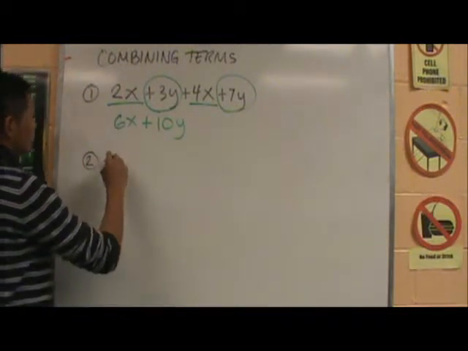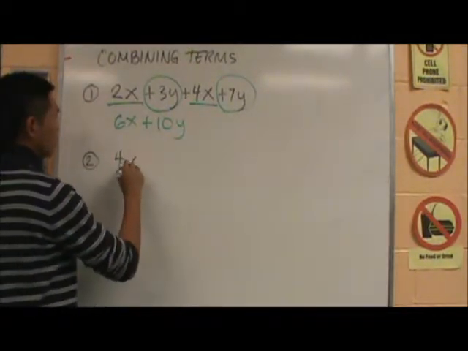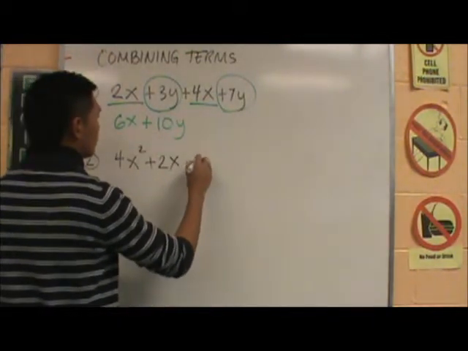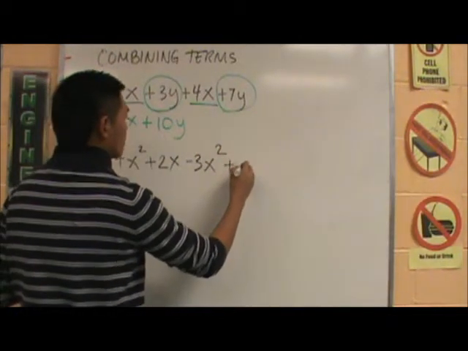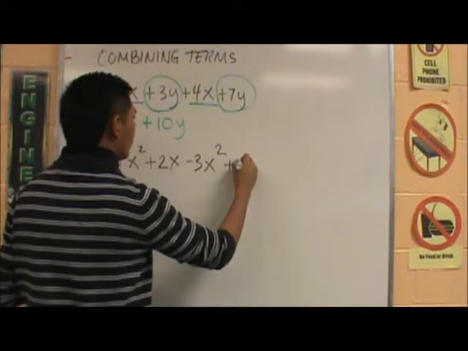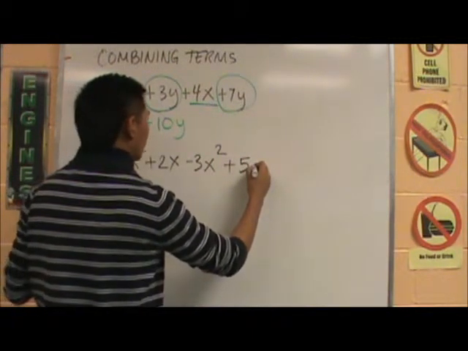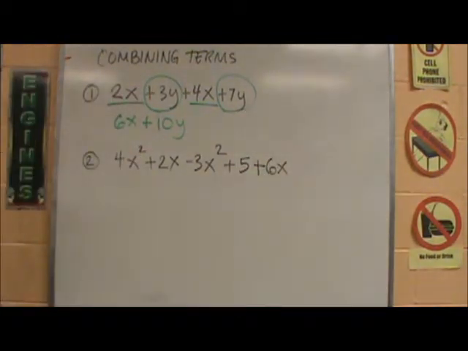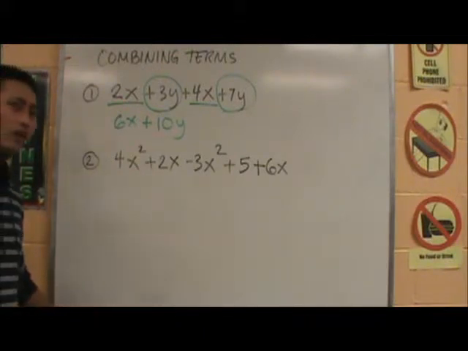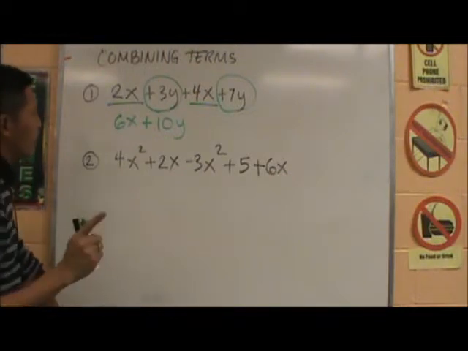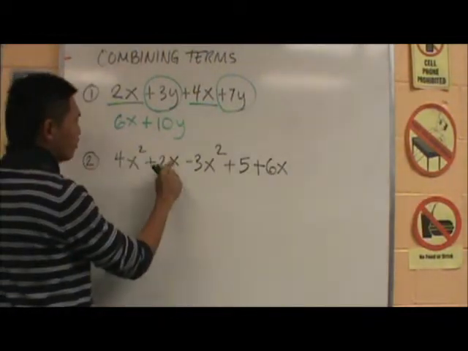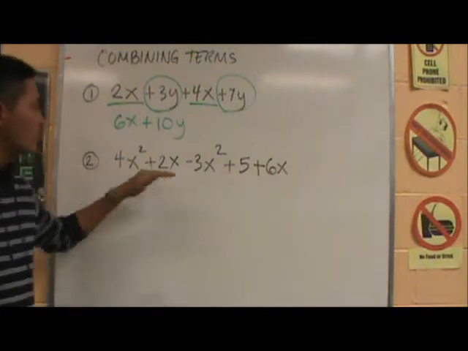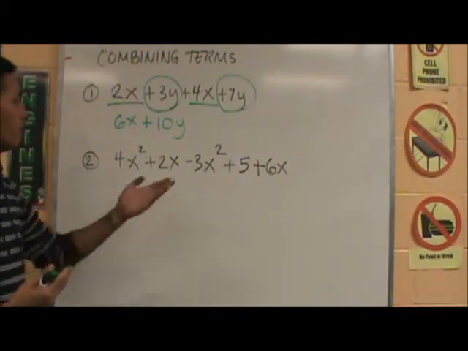Now let's take a look at 4x squared plus 2x minus 3x squared plus 5 plus 6x. Now, if you notice here, we are only using one variable. We're only using x, but if you notice also that here I've got an exponent 2, here I've got an exponent 1, exponent 2, exponent 1. Again, we did not consider these terms as like terms, even if they're using the same variable.